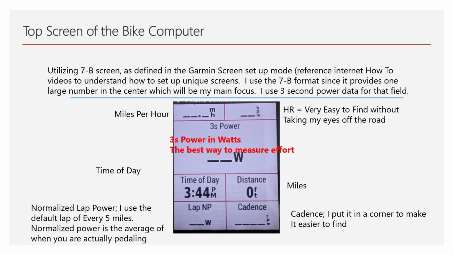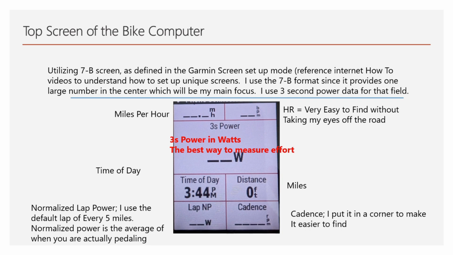Other ones I have on the display, time of day. It's good for when I'm out for an afternoon ride, to know the time of the day if I'm running late. Distance, always good to know if you're trying to figure out how many miles are left on the race or how many more miles you need to do to hit your goal for that particular run.